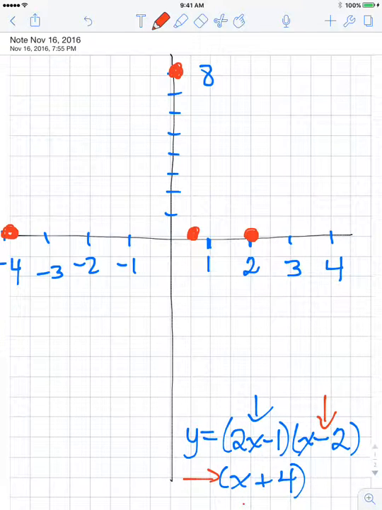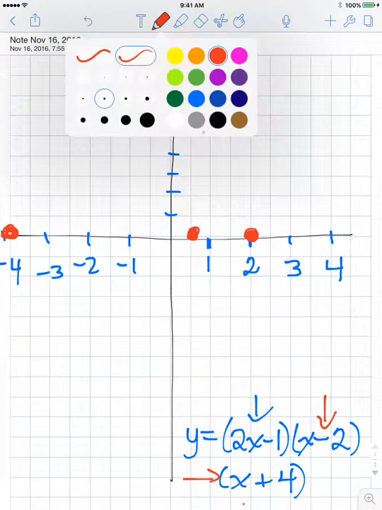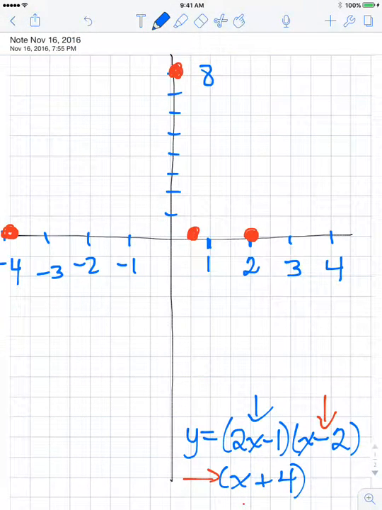And notice the multiplicity for these three. This is a multiplicity of 1, this is a multiplicity of 1, and this is a multiplicity of 1. Therefore, all three of these zeros cross the x-axis. So I have to cross the x-axis, but I have to make sure to touch the y-intercept too. And remember, my end behavior was this, because it was odd degree and positive coefficient.